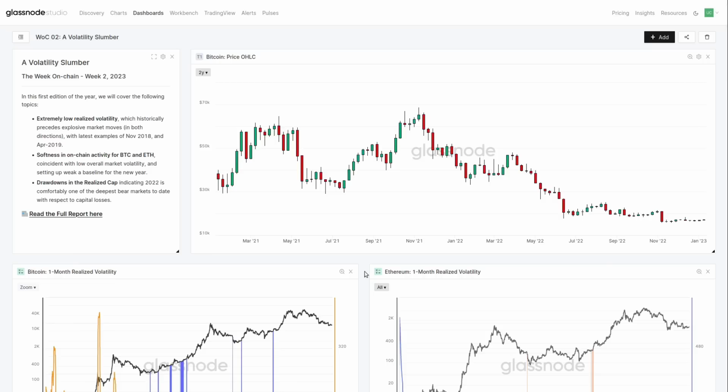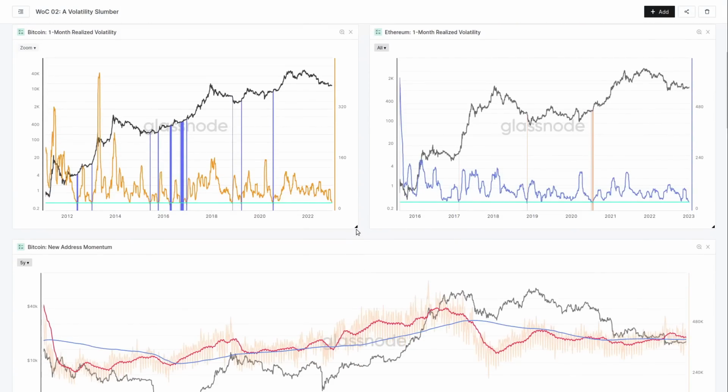We do actually see this over Christmas breaks generally. At the end of the year, markets tend to go a lot quieter, not just in digital assets, but traditional markets as well. And clearly, Bitcoin and Ethereum were no exception in this instance.